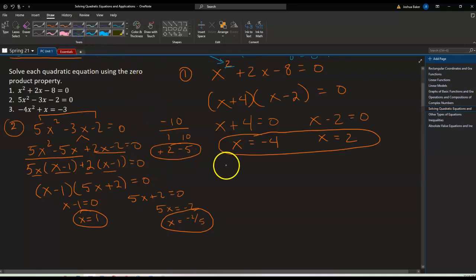So I will go ahead and switch colors here so that it won't end up looking all crazy. All right, so number 3. There's an issue with the way that number 3 is written because it's not equal to 0. Okay, notice over here I had a 0 parked to the right of the equal sign. So what we'll do is we will simply add the 3 over, and now we've got this equal to 0.